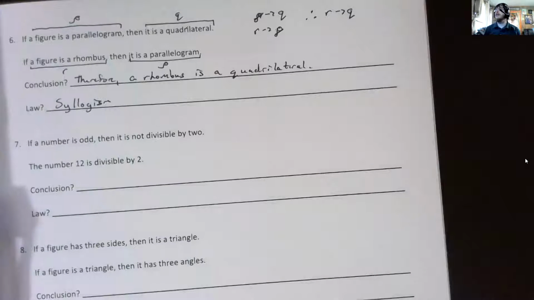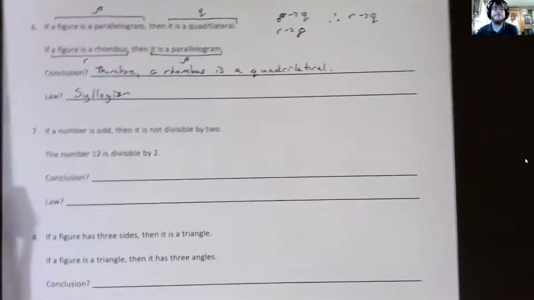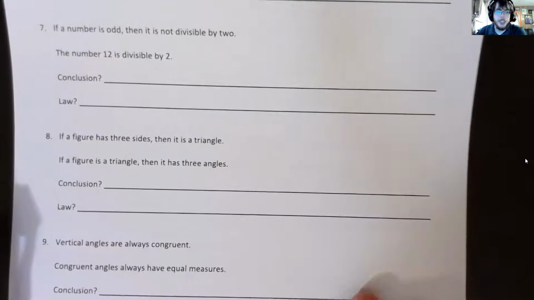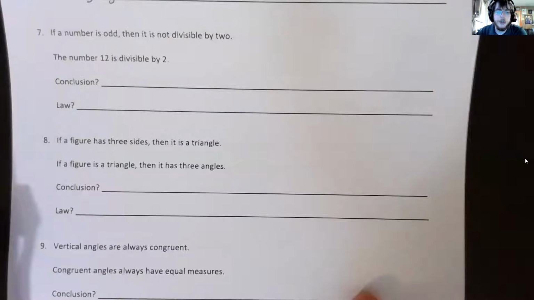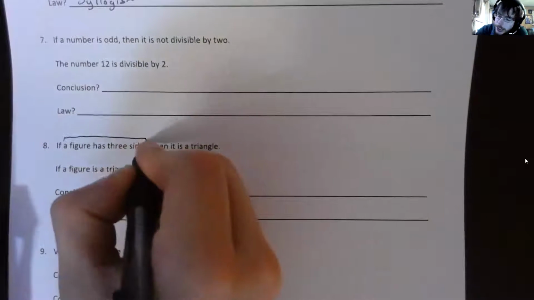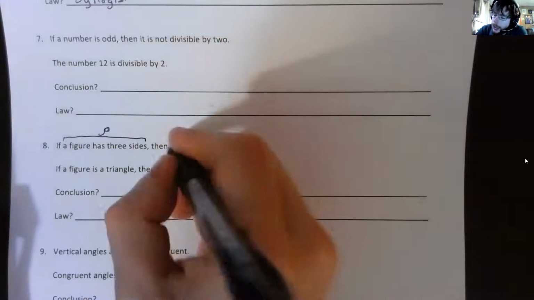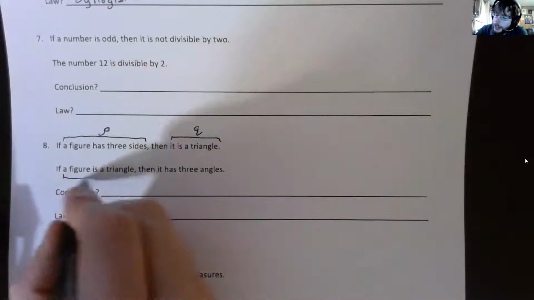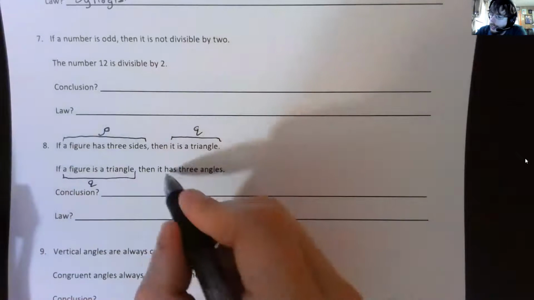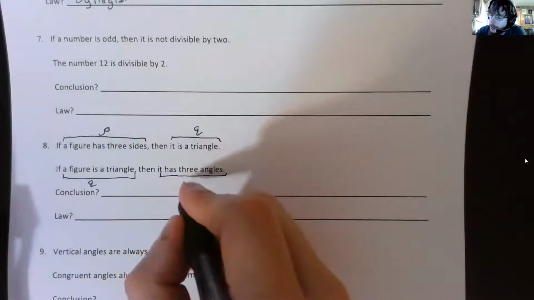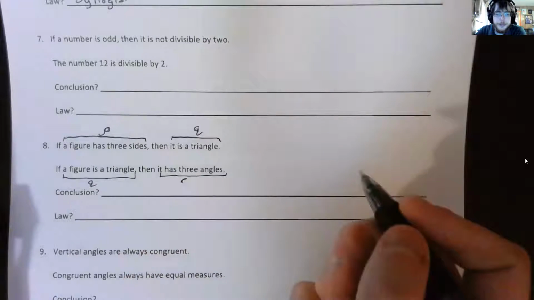Okay. Number 7, we're going to skip over. So we're going to look at number 8 now. So number 8, if a figure has 3 sides, then it is a triangle. If a figure is a triangle, then it has 3 angles. So a figure has 3 sides, we're going to say that's P. It is a triangle, will be Q. This says a figure is a triangle again, so that's Q. And then it has 3 angles. That is different from 3 sides or a triangle, so this is R.